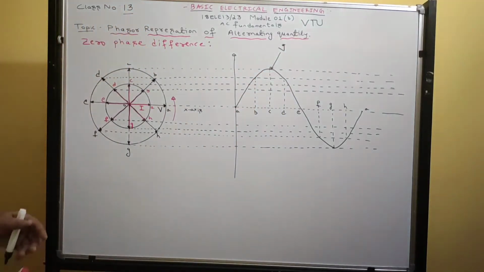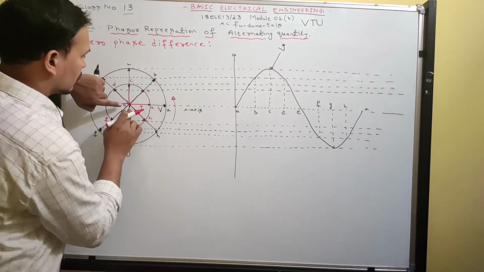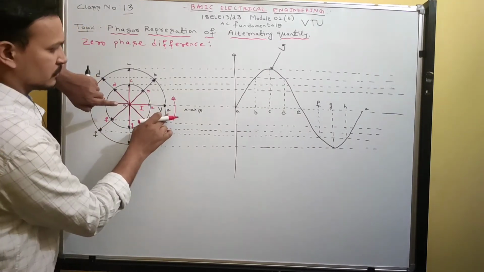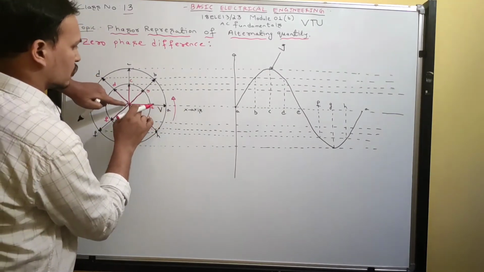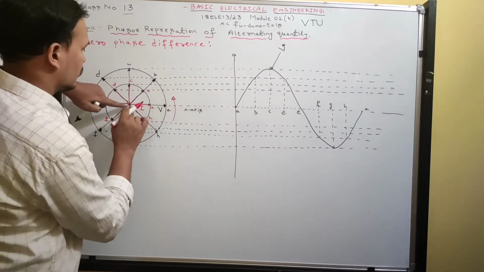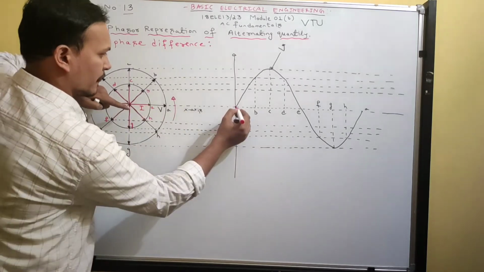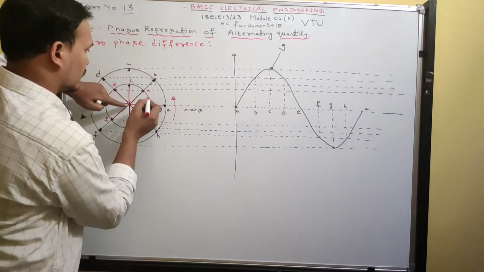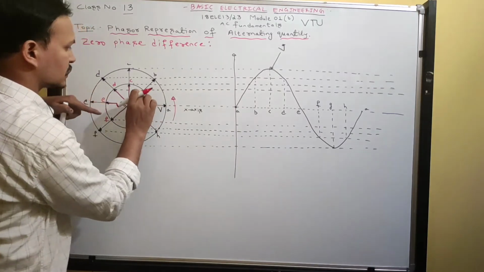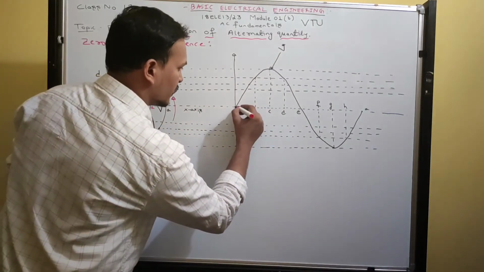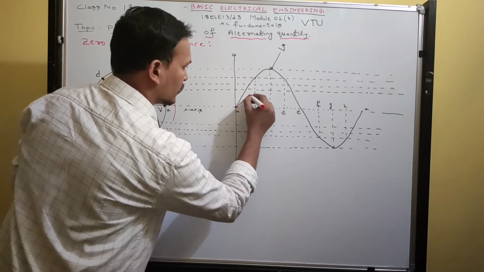Now check the current waveform. See now, the current also starts at the same position. The current phasor coincides with the x-axis. At position A, the magnitude will be 0. Next, rotating to position B, you will get this magnitude.